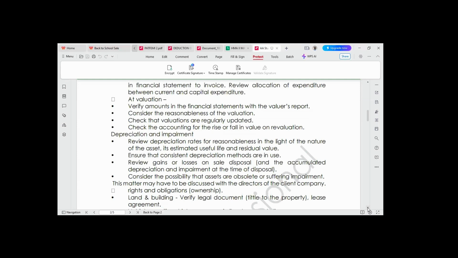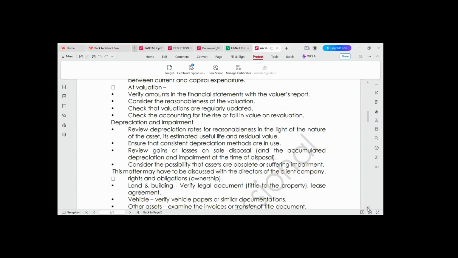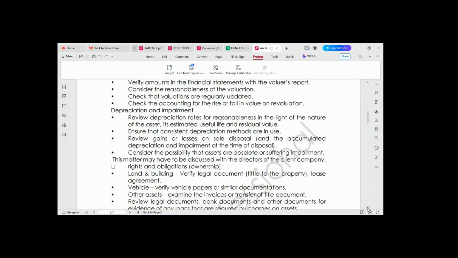So let's look at right, which are the ones that relate to what? Non-current asset. Your land. The auditor will need to verify legal documents, title of the document, lease agreement, if they are not the owner of the asset, the rights to use the assets. If it's a vehicle, the auditor will verify the vehicle particulars or similar documentation. Vehicle particulars include proof of ownership. You want to see, are these vehicles owned by the company? And for other assets, the auditor will also examine the invoices, and transfer of title documents.